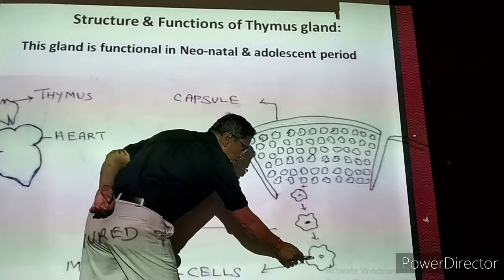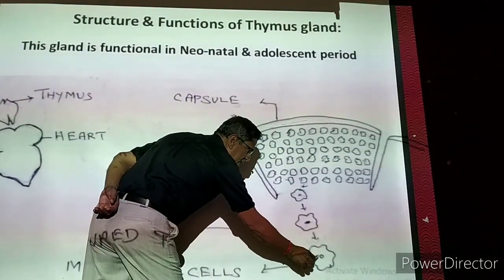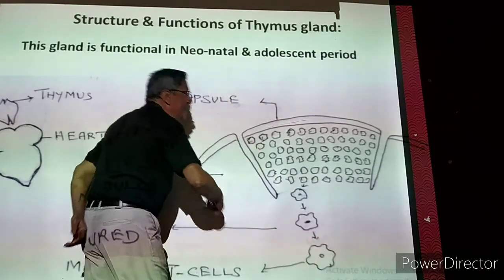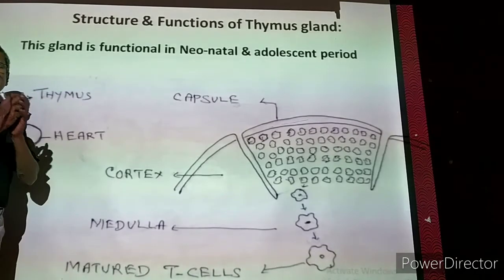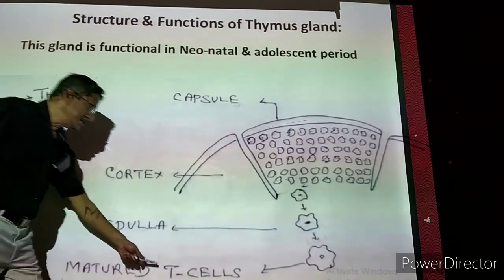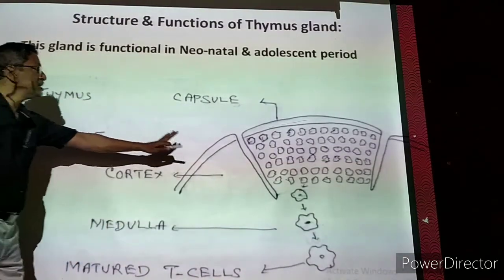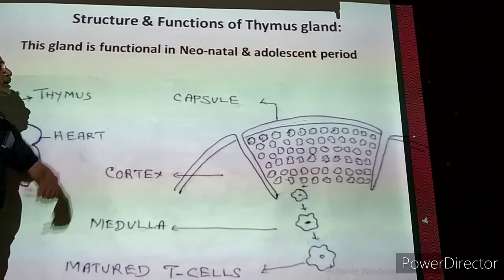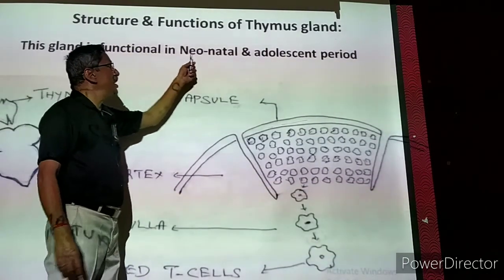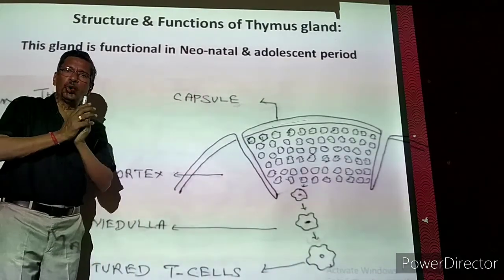Once it is matured and ready to attack microorganisms, from the medulla of the thymus it enters the blood. Lymphocytes are always present in the blood, so whenever microorganisms enter the blood, the lymphocytes, the T cells, will attack. That is the role of the thymus gland. This gland is functional in the neonatal period. It is not functioning throughout our life.